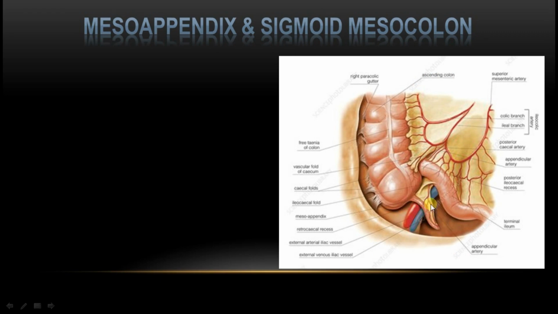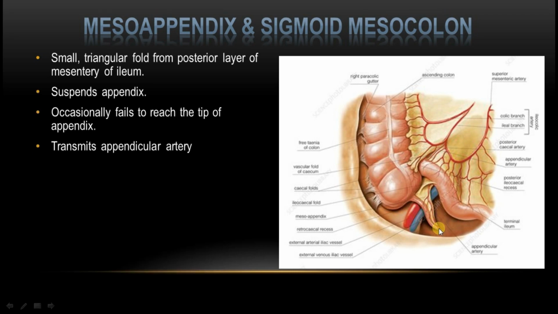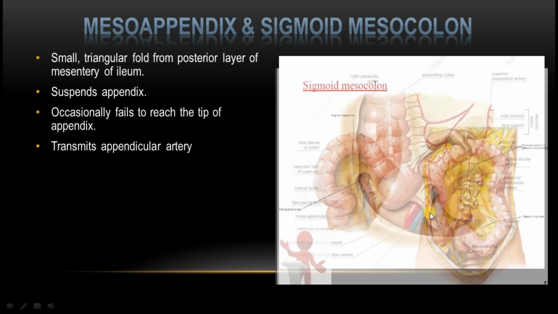Mesoappendix. It is almost a triangular fold of peritoneum near the ileum, from the posterior layer of the mesentery. It encloses the appendix. Occasionally it fails to reach the tip of the appendix. If it fails to reach, then naturally, in case of appendicitis, the tip is more prone to gangrene. And this fold mainly transmits the appendicular artery. That is about the mesoappendix.